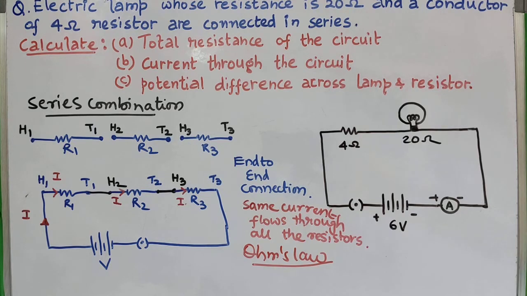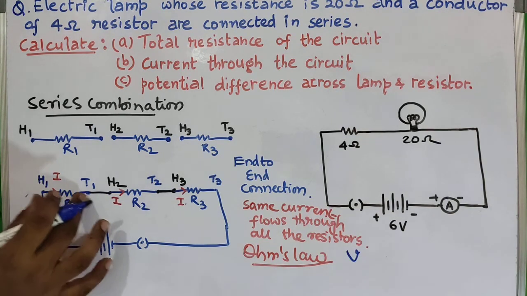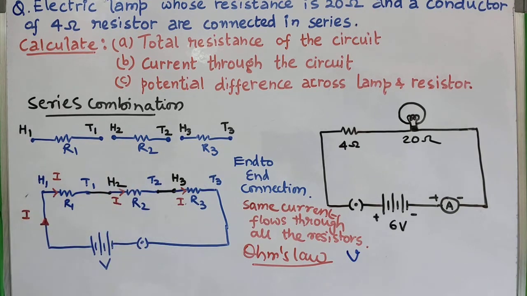The potential difference across the ends of a conductor is directly proportional to current flowing through it. So which current is flowing through all the resistors? Same current is flowing through all the resistors. So there will be a potential difference across each resistor, right?